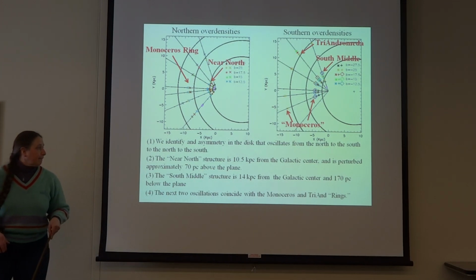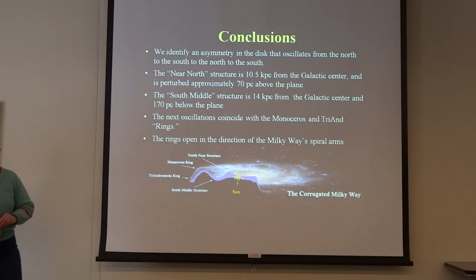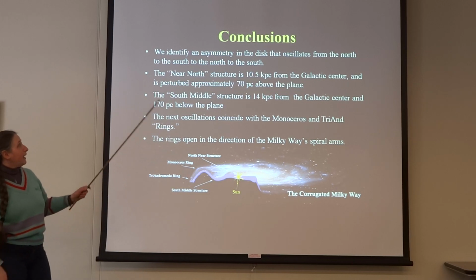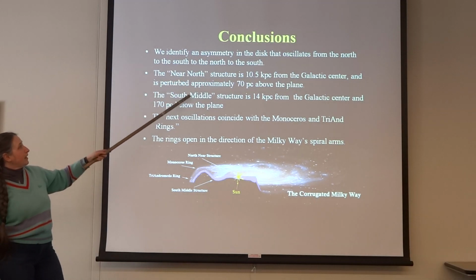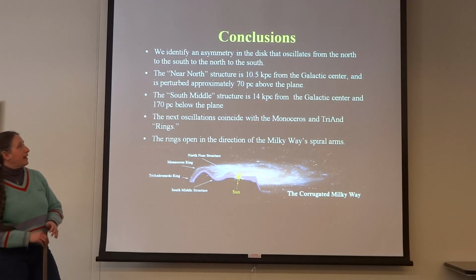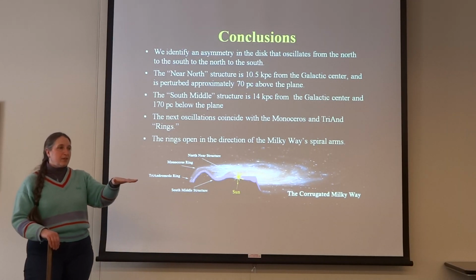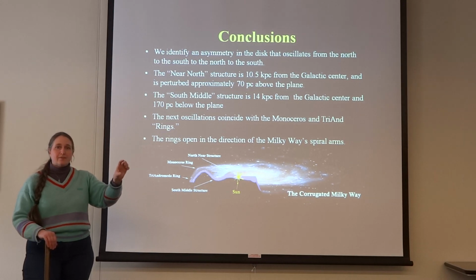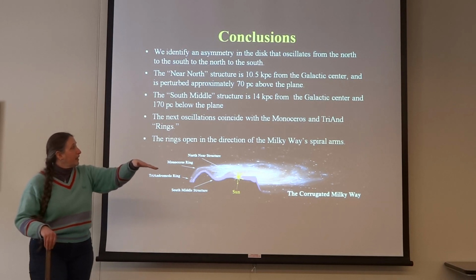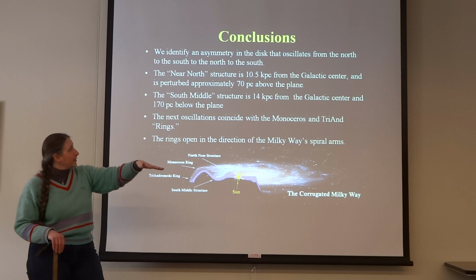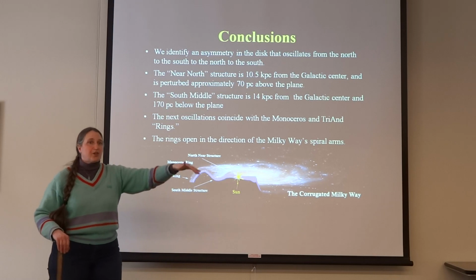Okay? So in conclusion, we find an asymmetry in the disk that oscillates from north to south to north to south. That was the thing I said at the beginning. This near north structure is about 10.5 kiloparsecs from the galactic center, and it's about 70 parsecs above the plane, which is a significant fraction of the thickness of the thin disk. You have to perturb it up that much. And then the south middle is about 14 kiloparsecs from the galactic center, and it's about 170 parsecs below the plane. So you see that these wiggles are getting larger as you go out.